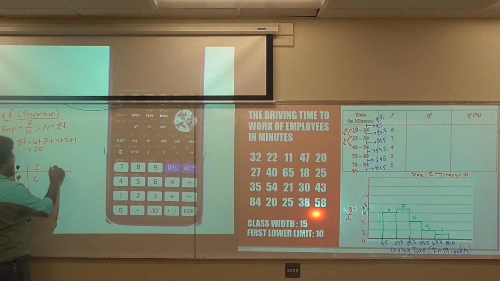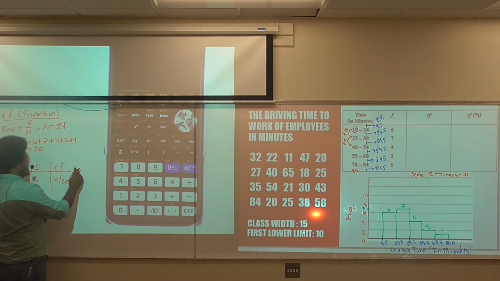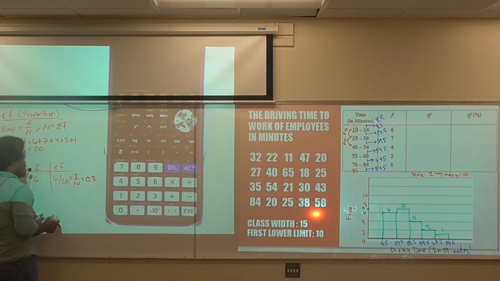So if we're trying to find the relative frequency that goes right here, we take the 6 and divide it by 20. This simplifies and becomes 3/10, which we'll see when we do some of the simplifications over here. But actually it does equal 0.3. And we'll see that when we look at the calculator.